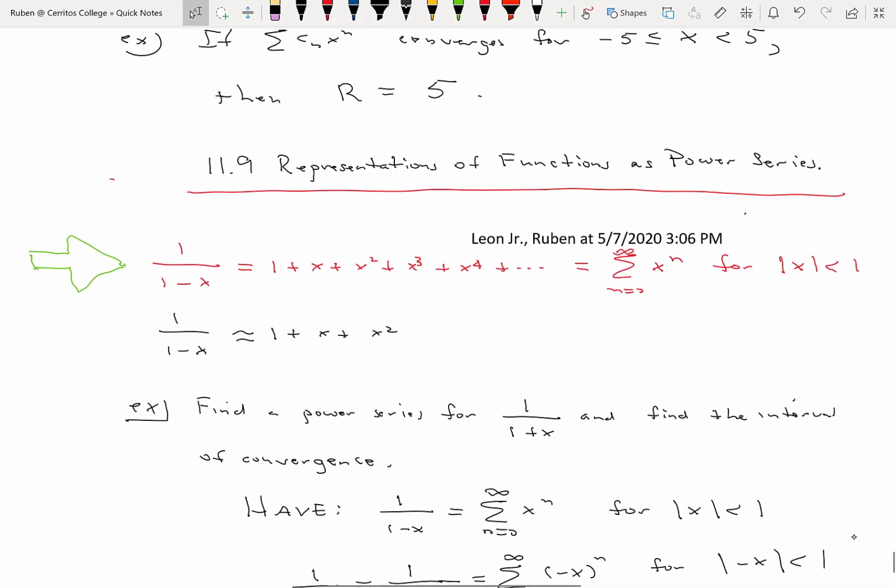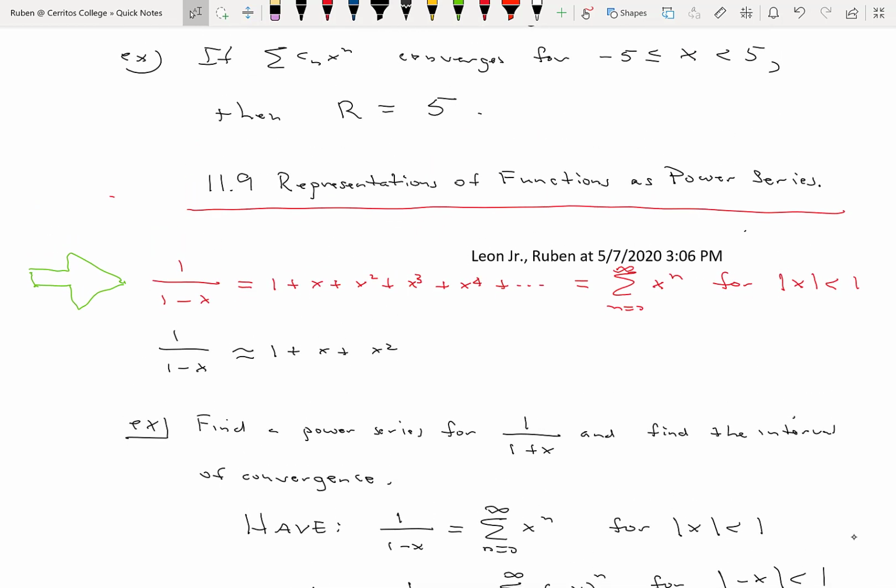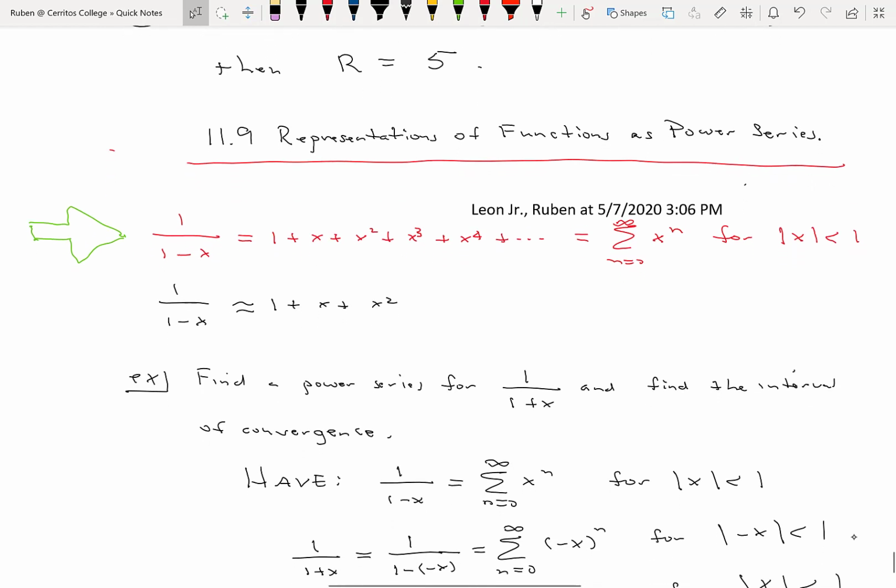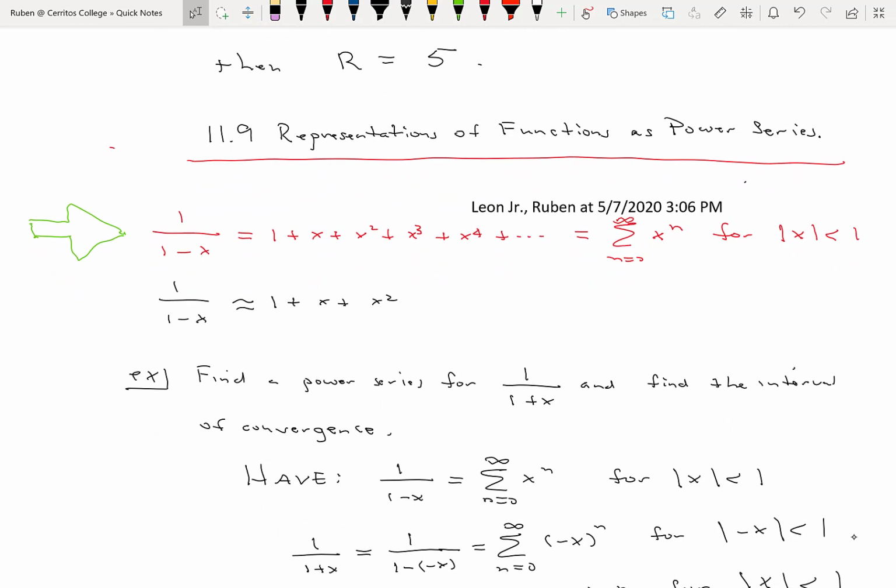I have the most important series in the world right now. 1 over 1 minus x is the sum of x to the n, going from 0 to infinity. So replace x with negative x in that function. If you replace x with negative x, I have 1 over 1 plus x equals 1 over 1 minus negative x, and then replace x with negative x in the power series.